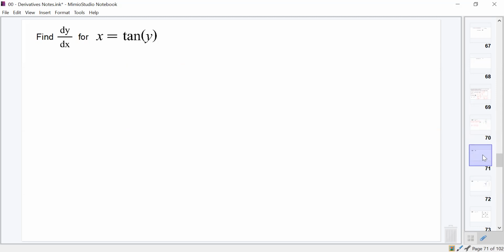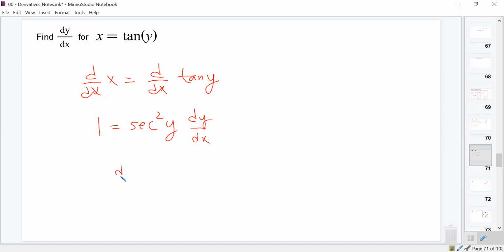Here we have x equals the tangent of y. So if I were to take the derivative with respect to x of x on the left, and the derivative with respect to x of tangent y on the right, that would give us 1 equals, the derivative of tangent is secant squared, so secant squared y, and then times dy dx. Or dy dx is just equal to 1 over secant squared y, which is perfectly acceptable, or cosine squared y is good as well.